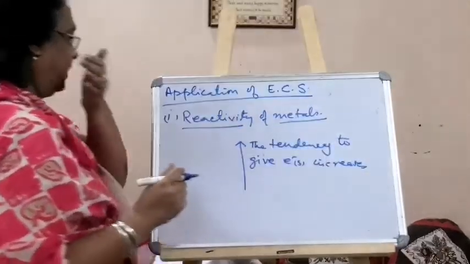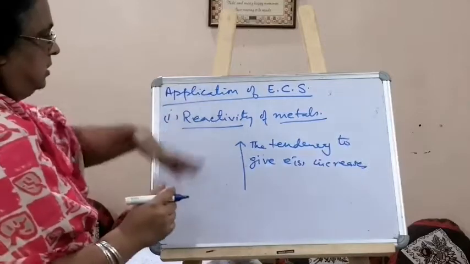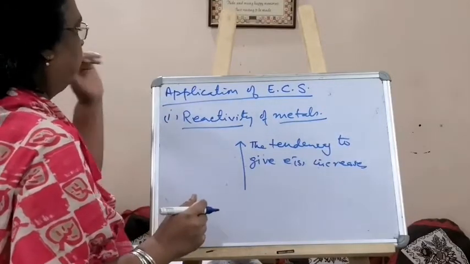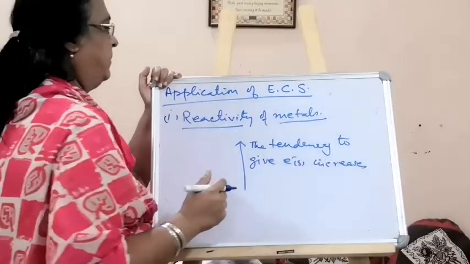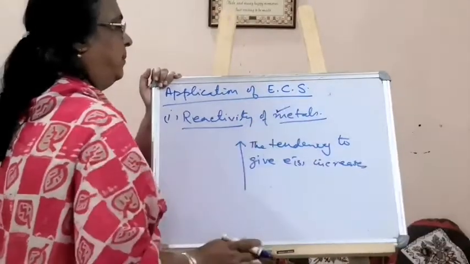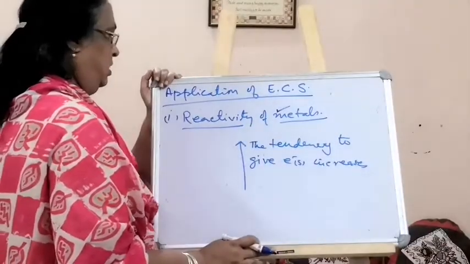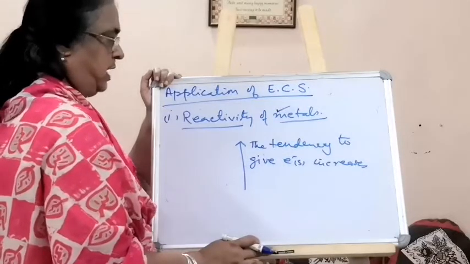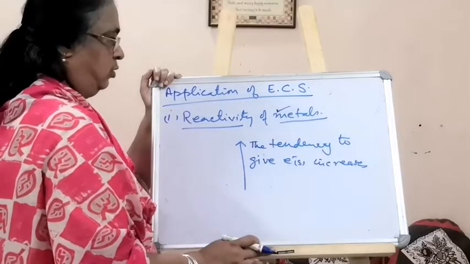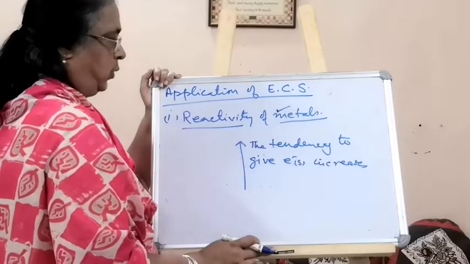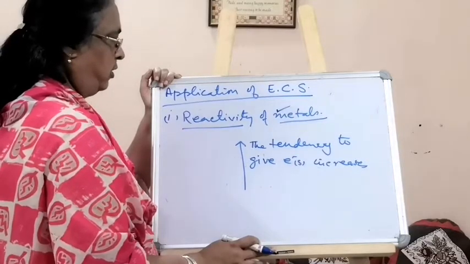So more and more electrons, as we are moving far, this tendency will be increasing more. That is the behavior of the metal. A metal has the tendency to lose electrons. A metal which can lose electrons fast and quickly will be more reactive.